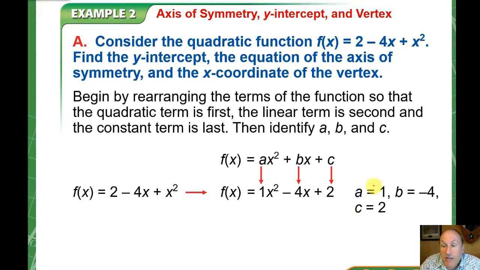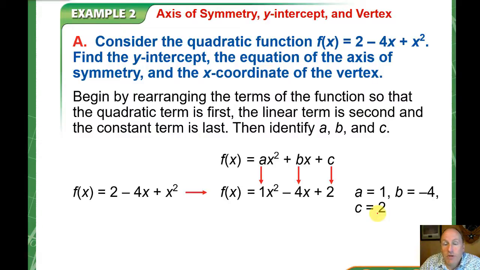That tells us that the a is 1. Now there isn't a number in front of the x squared, but from algebra we know if no number is given, it's assumed to be 1. So the coefficient of the quadratic term is 1. The coefficient of the linear term b is negative 4, and the coefficient of the constant term is 2.